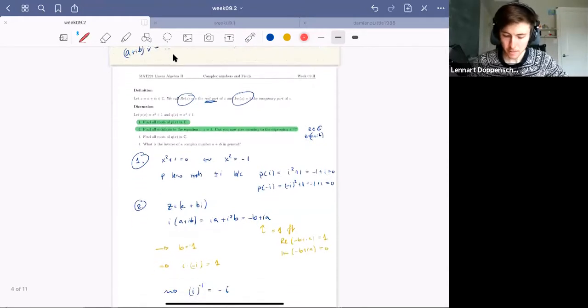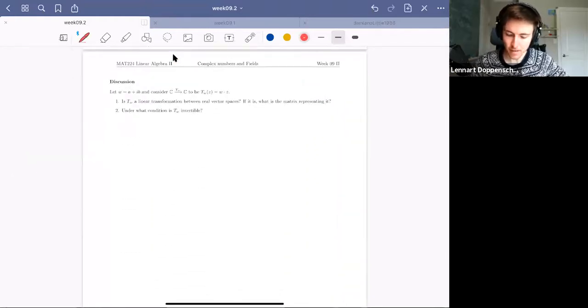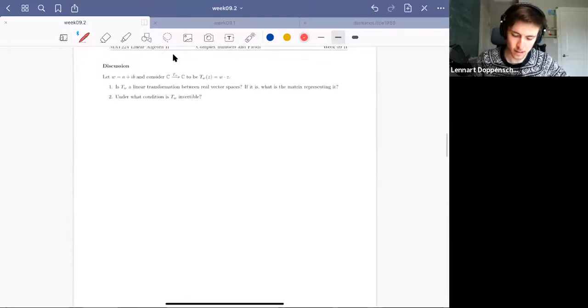And it has the interesting property that there's now a number which squares to -1, and this is something we haven't had before. So this is the most useful thing that we discovered in this new field of numbers. We're going to talk about fields today. So now let's talk about this discussion.